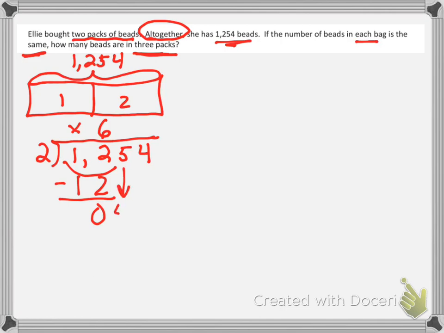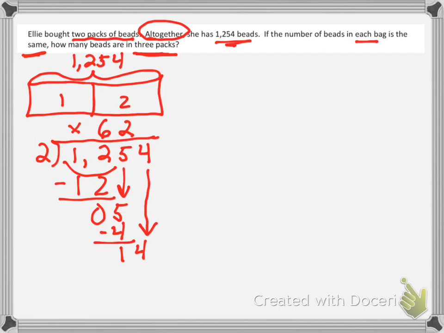Bring down our 5. After we subtract, we always bring down. And after we bring down, we always have to go back to division. 5 divided by 2 can go in 2 times. 2 times 2 is 4. Subtract. We're left with 1. We have one last number to bring down.